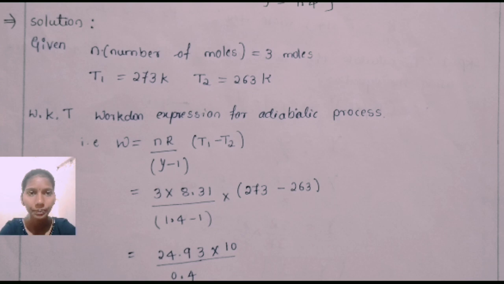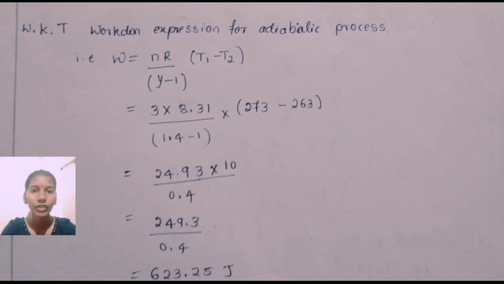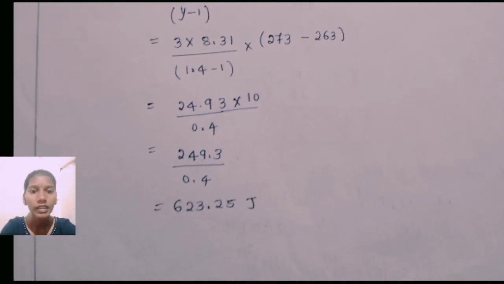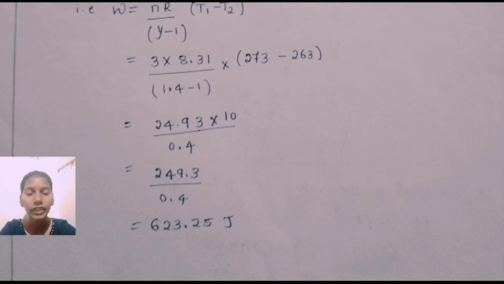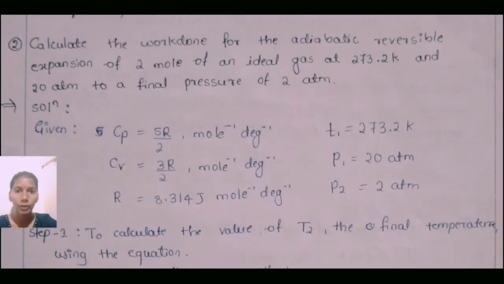Firstly, we write the givens. N is the number of moles, equal to 3 moles. T1 and T2 are 273 Kelvin and 263 Kelvin respectively. We know the work done expression for an adiabatic process: W is equal to NR divided by (gamma minus 1) into (T1 minus T2). Put all the values in this equation and simplify this. Then we get 623.25 joules. Work done is equal to 623.25 joules.